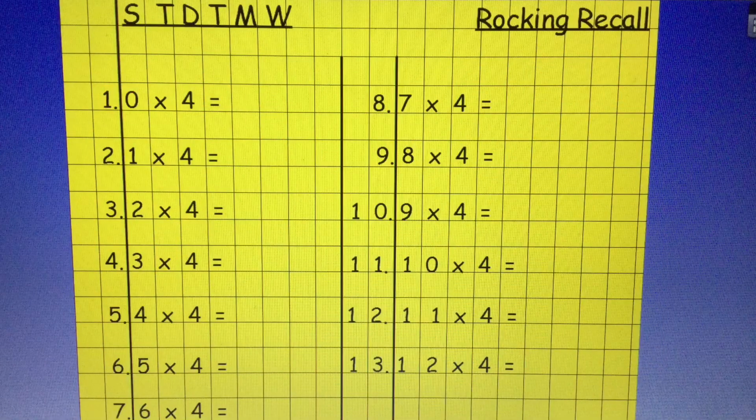Can you pause the video now and complete the 4 times table calculations below? Remember to count on 4 when you are struggling.